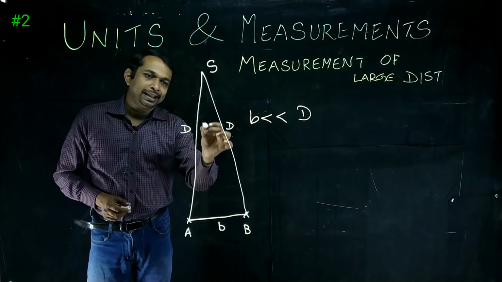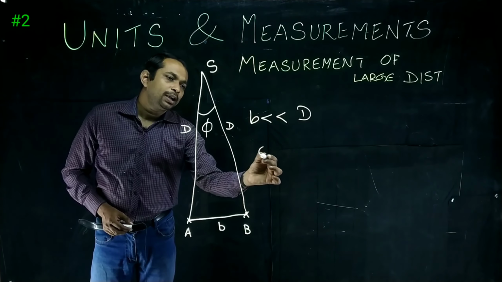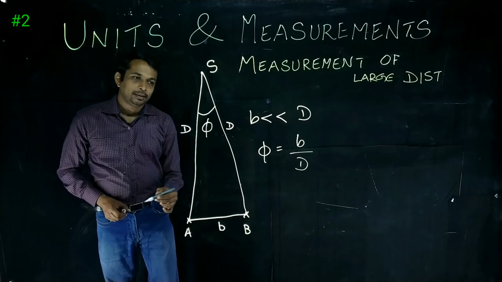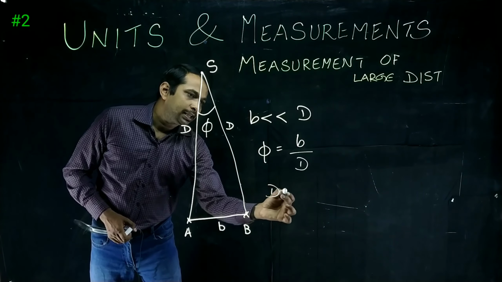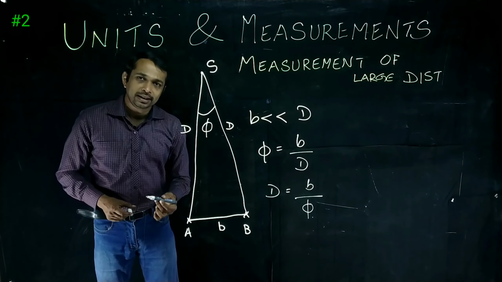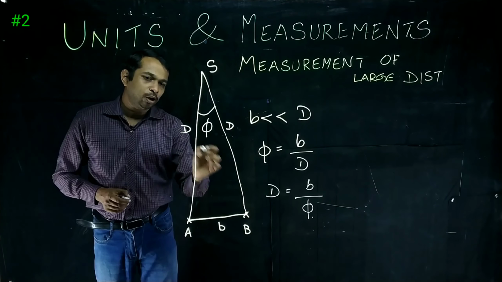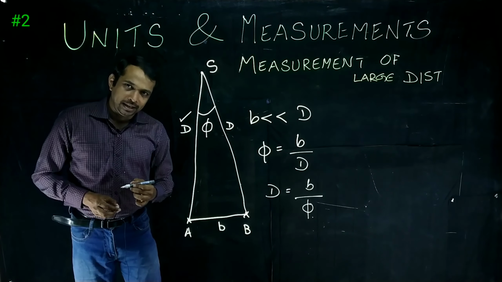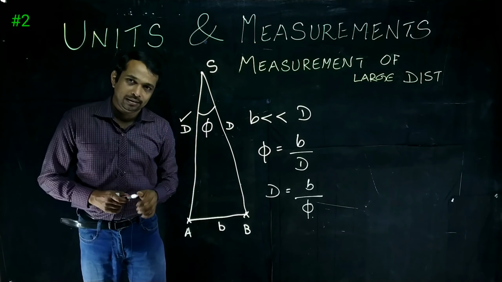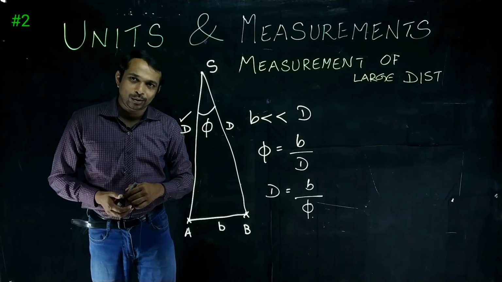Now let's take the plane angle. Let this be angle phi. So what is phi? b by D, right? So what is D? D is b by this angle phi, and angle phi is in radian. We know how to convert theta into radians. This is the method of finding out this D. And what is D? D is the distance from Earth to the Sun. So this is how the distance from Earth to the Sun is calculated.